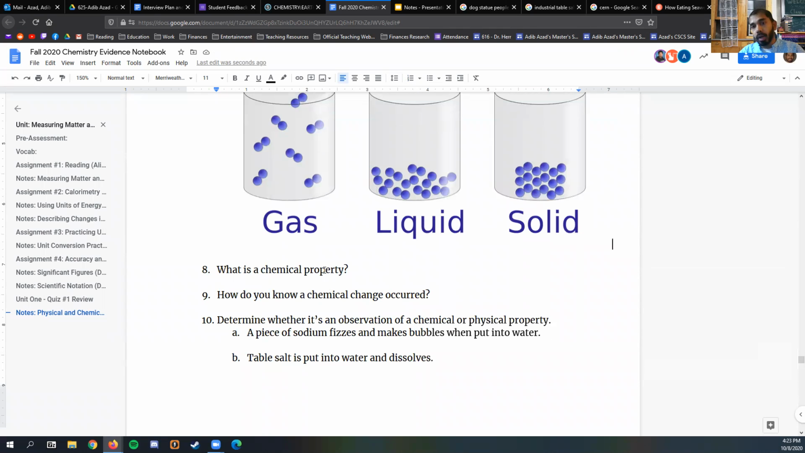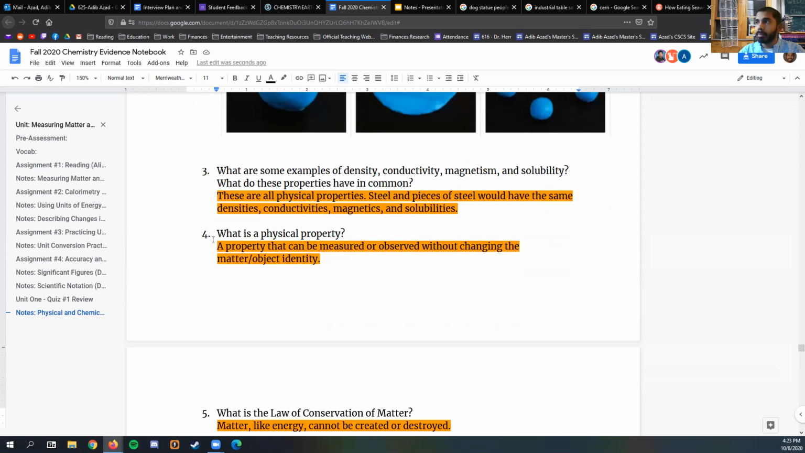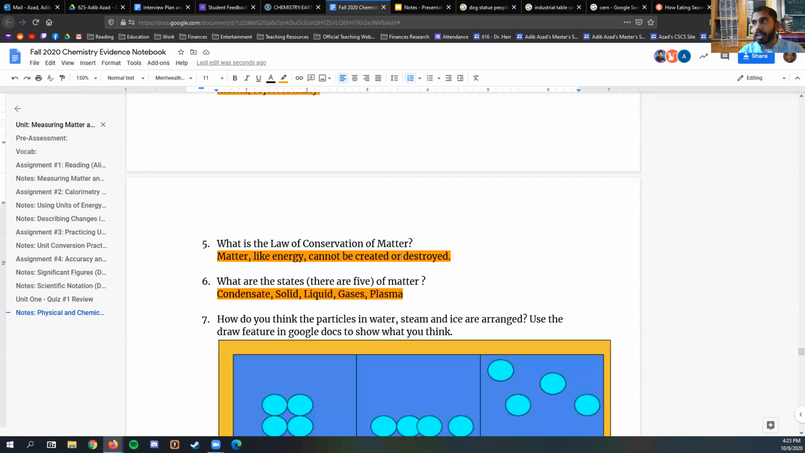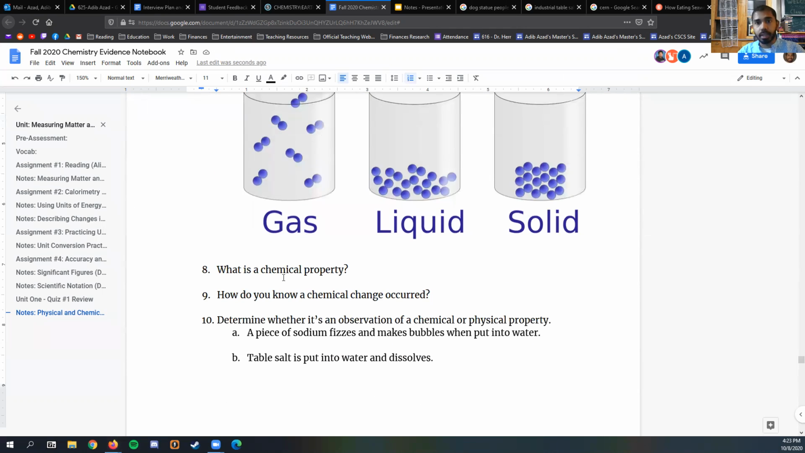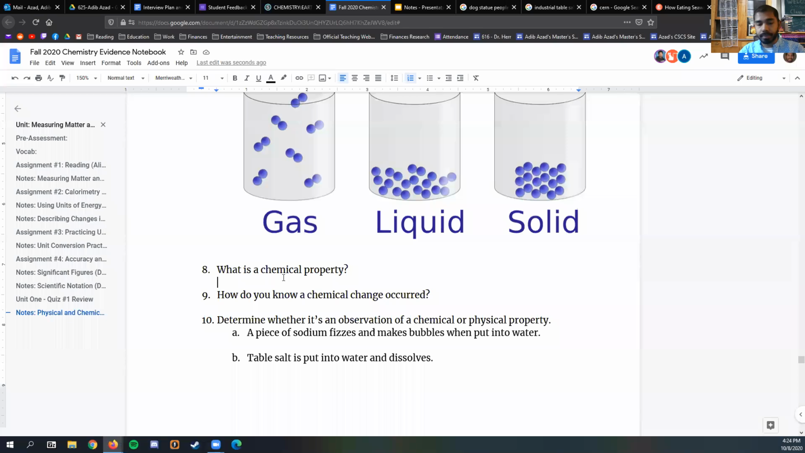So a chemical property. What is a chemical property? Well, it's not a physical property. It's kind of the opposite. It's a property that can be measured and observed, but you have to change the matter or object's identity. So let's take a look at the presentation. What is a chemical property? It's a property that is observed when a substance changes its identity.